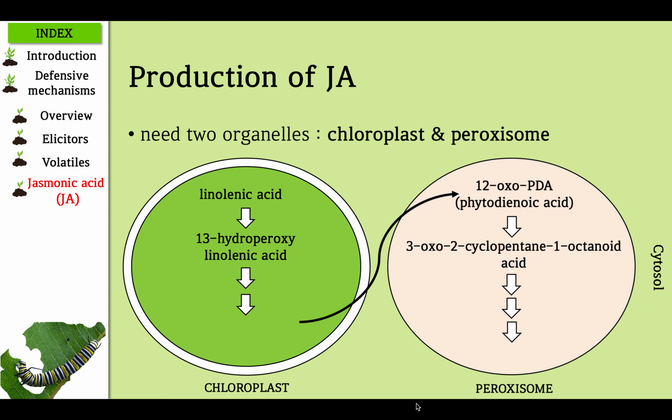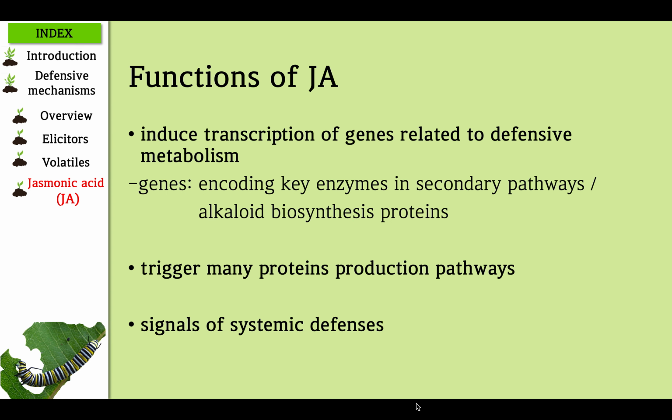Jasmonic acid acts through a signaling mechanism similar to the mechanisms of auxins and gibberellins, but the very difference is that jasmonic acid needs to be conjugated to amino acids by JAR proteins to trigger transcription of defensive genes. Jasmonic acid has three major functions in plant defenses: inducing activation of defensive genes, triggering production of many proteins, and mediating systemic defenses. So, what are the proteins that are produced by the pathways activated by jasmonic acid?